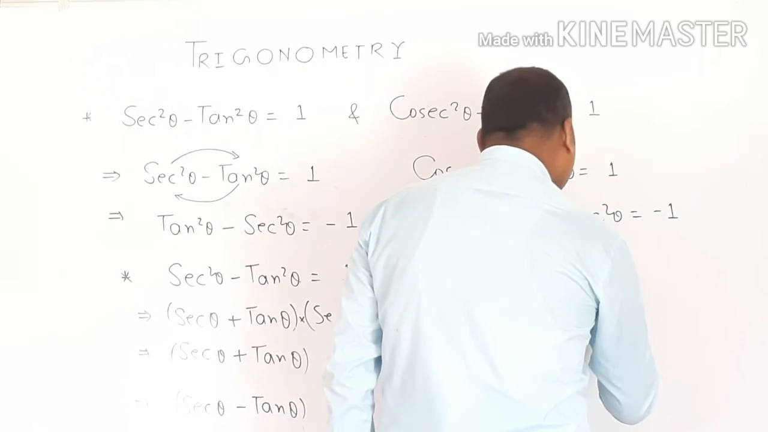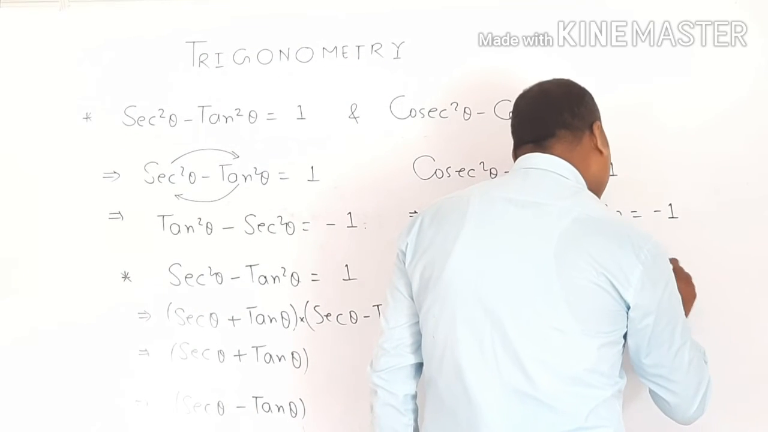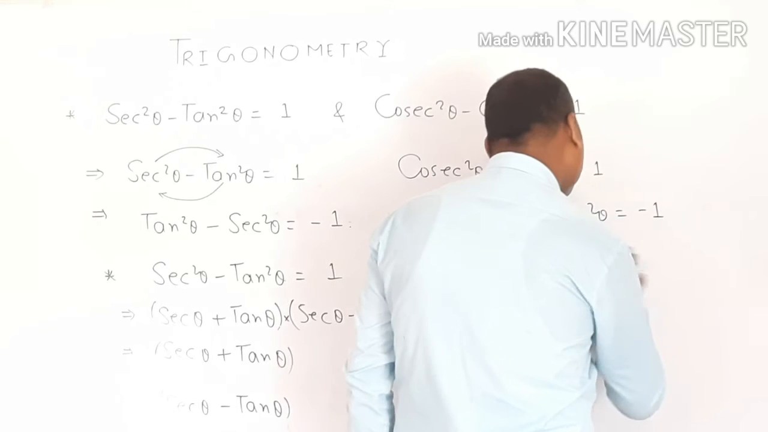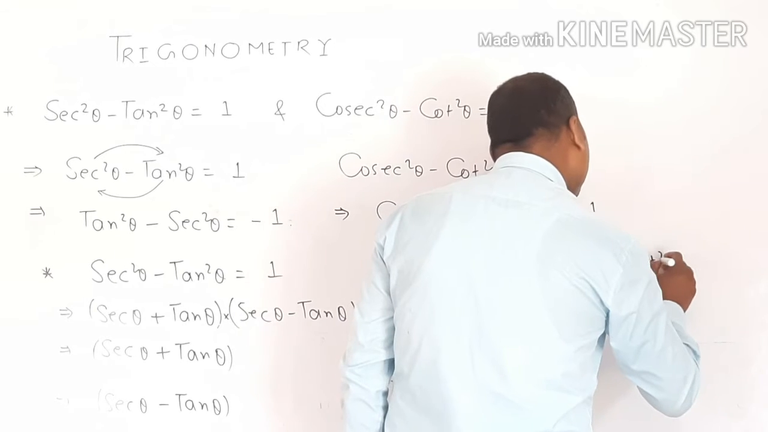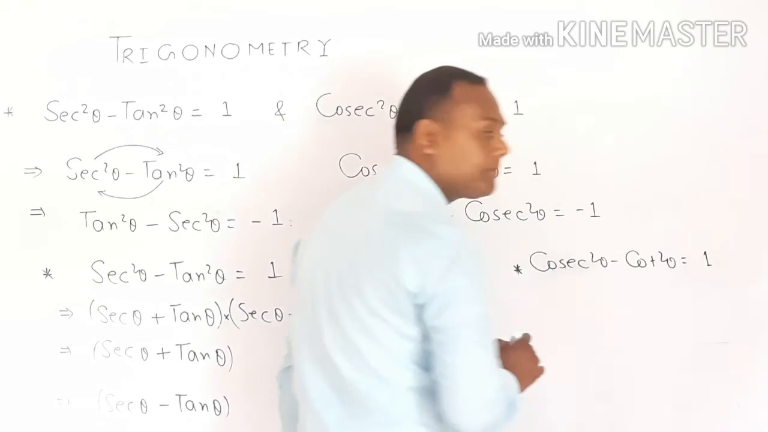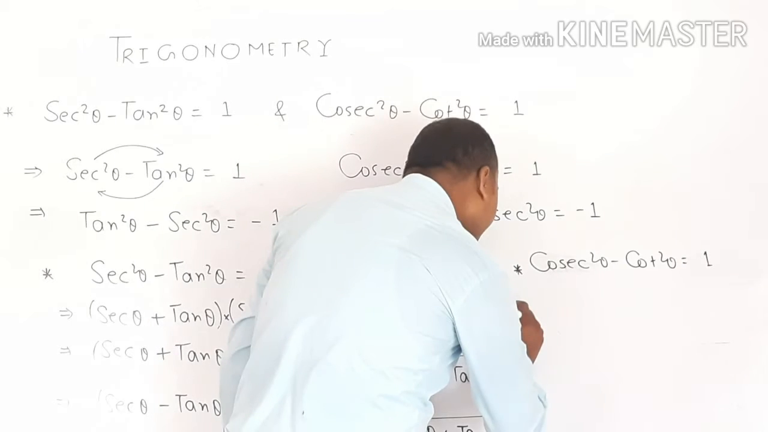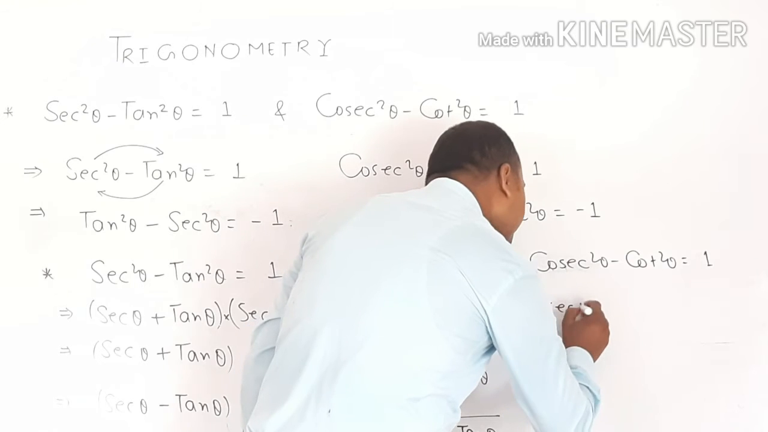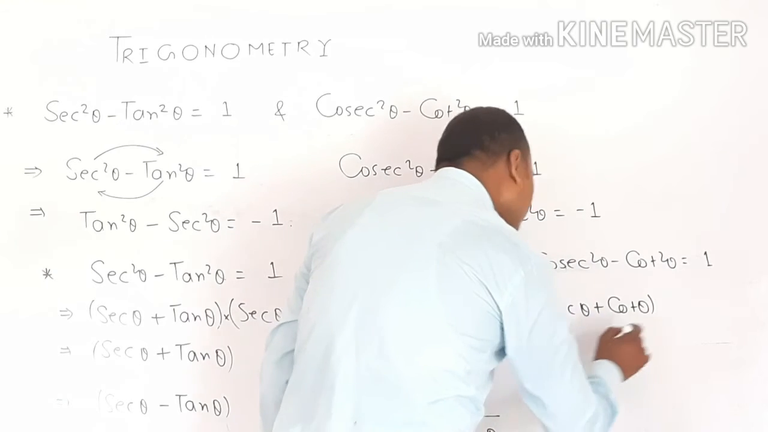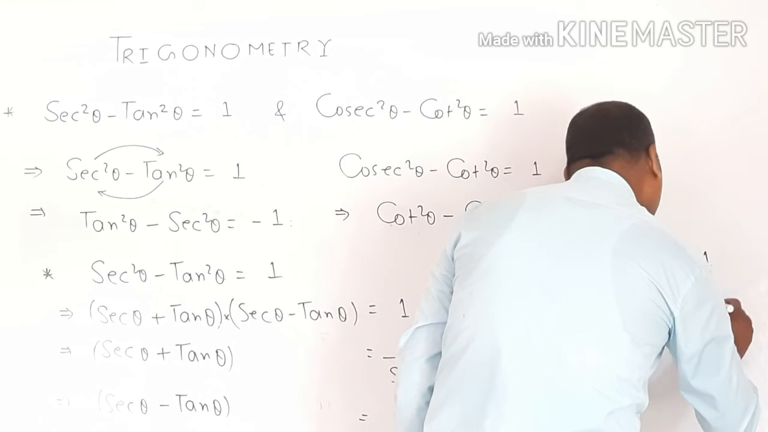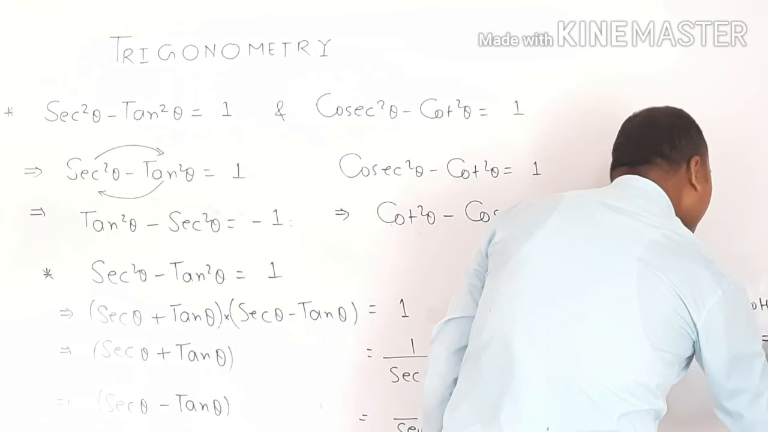Now let us proceed to another concept. Cosec square of theta minus cot square of theta will be equal to 1. Then we can say that cosec of theta plus cot of theta into cosec of theta minus cot of theta will be equal to 1.